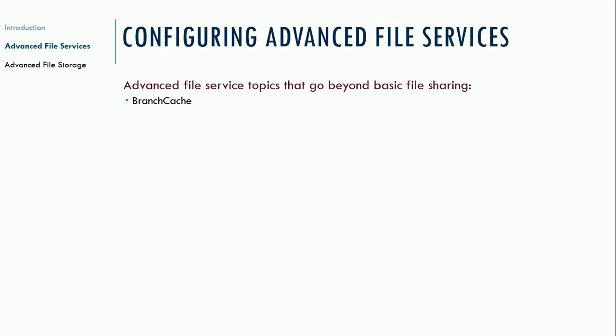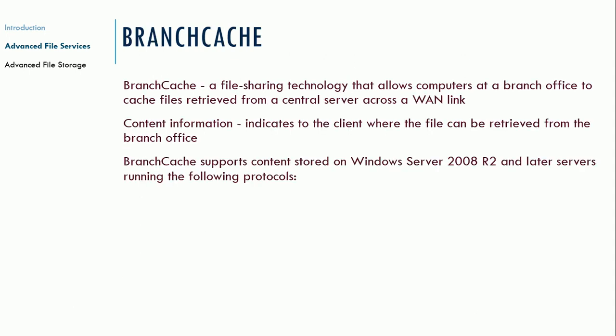And we're going to talk about a couple different things. We're going to talk about BranchCache, file classification infrastructure, file auditing, and the Network File System, or NFS. So let's start with BranchCache. So basically, BranchCache is a service available in Windows 2008 and newer. It allows you to cache shared files in a branch office. That way it increases the performance when sharing files across slower WAN links.